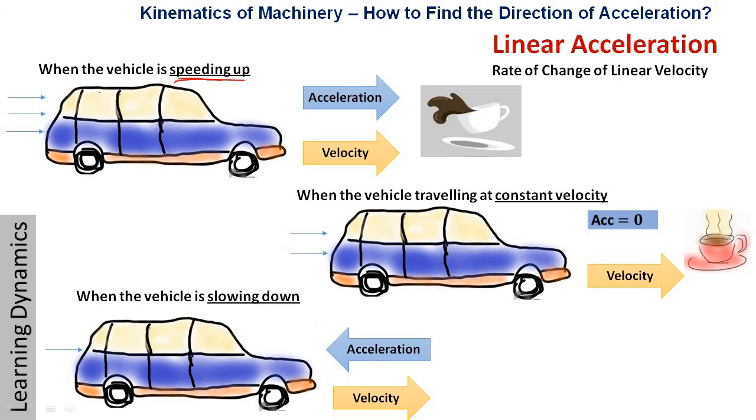The third condition: the vehicle is slowing down. The vehicle is traveling and somebody is pressing the brake pedal. At that point, the vehicle will slow down, and the acceleration will be acting in the direction opposite to that of the velocity. Now which way will the coffee spill in that case? It will spill in the direction opposite to the acceleration. So when somebody presses the brake, the coffee will spill forward. We can visualize that.